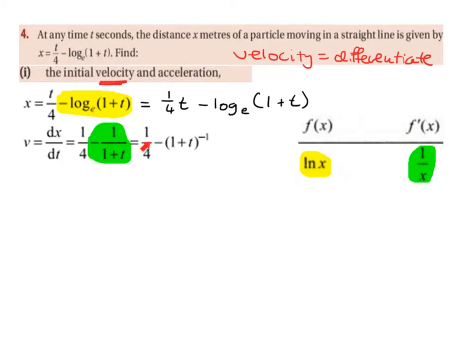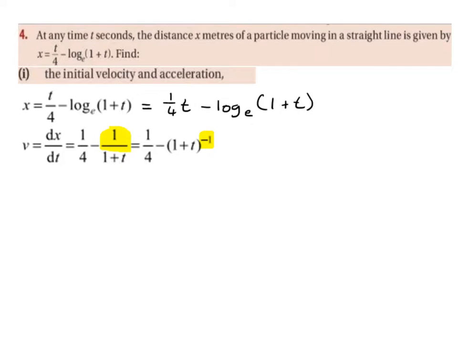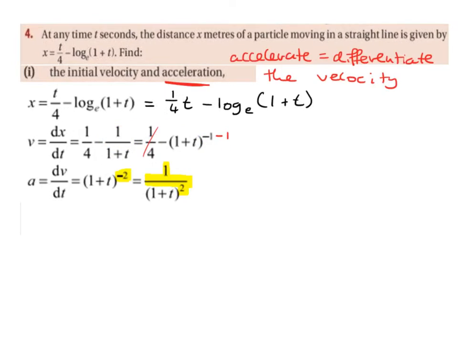And then we still have a quarter and a minus, and 1 over 1 plus t can be rewritten as 1 plus t to the power of minus 1. This is going to be helpful when we want to differentiate again, because instead of a fraction with 1 over, it's better to have a power of minus 1. So in this slide, nothing's changed. I'm just showing how 1 over became to the power of minus 1. That's from one of our powers laws.